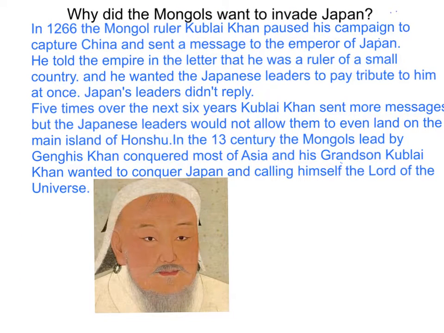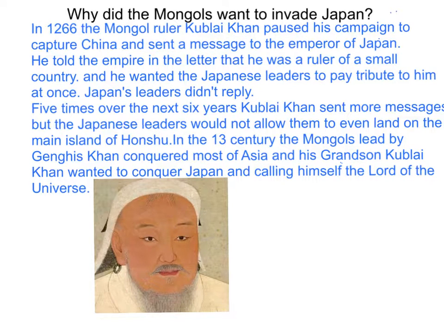Why did the Mongols want to invade Japan? In 1266, the Mongol ruler Kublai Khan paused his campaign to capture China and sent a message to the Emperor of Japan. He told the Emperor in a letter that he was the ruler of a small country and he wanted the Japanese leaders to pay tribute to him at once.